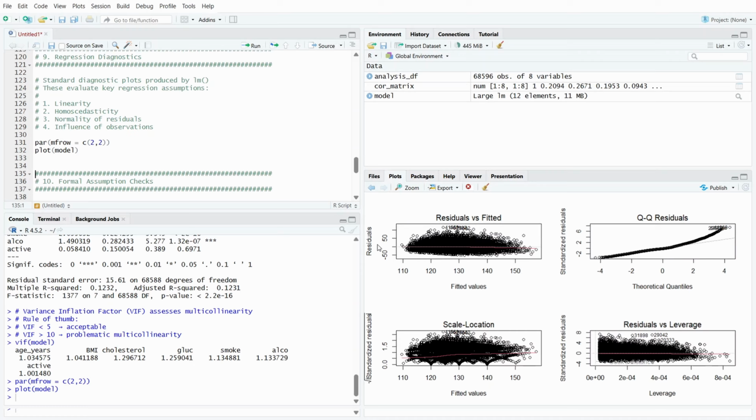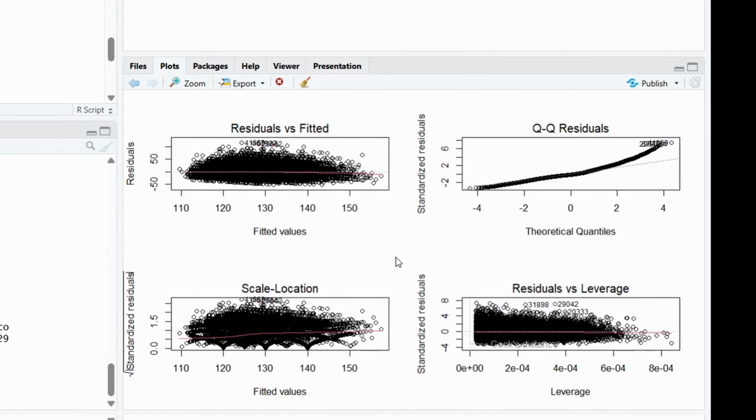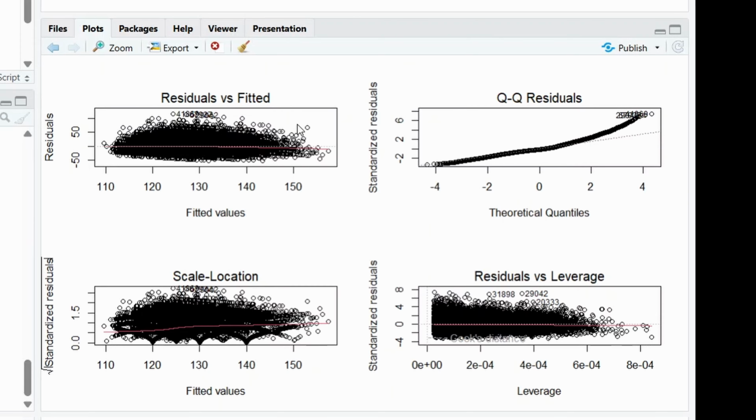Here we're looking at the 4 standard diagnostic plots used to evaluate a linear regression model, starting with the residuals versus fitted plot in the top left. This shows how the residuals are distributed across the predicted values. Ideally, we want a random horizontal band around 0. In this case, there's a slight curved pattern and widening spread, which suggests the model may be missing some nonlinear relationships and the variance may not be constant.